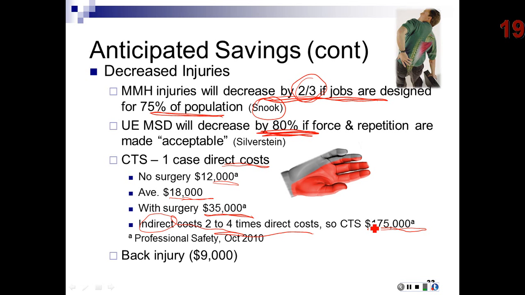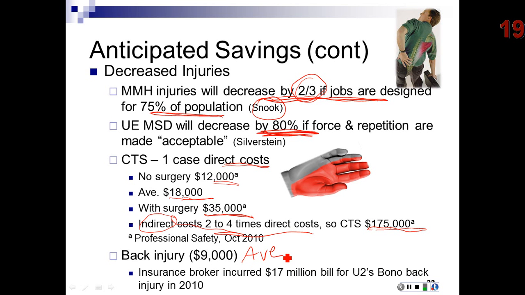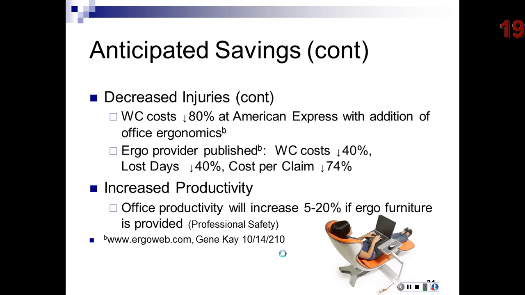Back injury, $9,000 on average, but those cases can exceed $100,000 very easily. There was even a case in the literature, if you listen to U2, Bono had, as they were starting out on one of their summer tours during rehearsals, he suffered a back injury. They had to cancel their tour, give back ticket money, and so on. But an insurance broker incurred a bill of over $17 million for that single back injury.